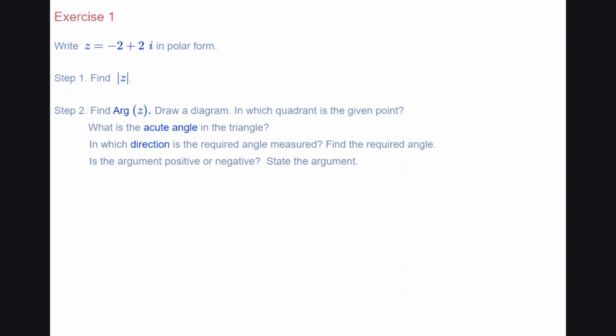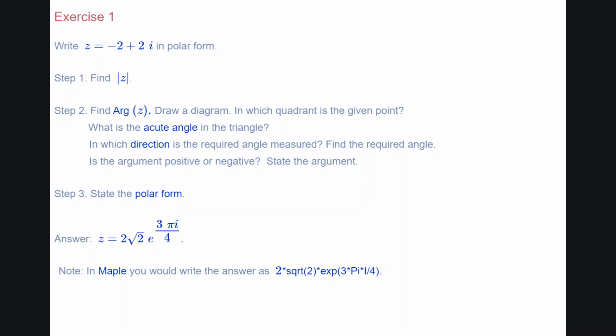Is the argument positive or negative? And then finally state the argument. And in step 3, you put everything together and state the polar form. The answer is 2 root 2 times e to the power of 3 pi i on 4. Did you get it right?